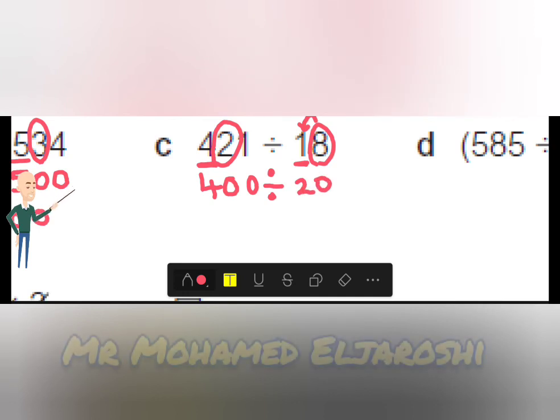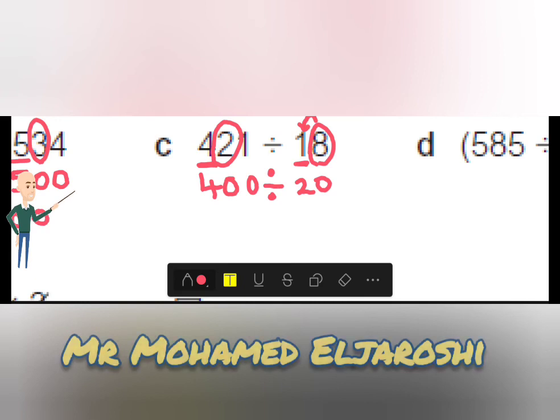And when you divide them, in division, you're going to simplify. When you simplify, you remove the 0 with the 0, and then you divide the rest. 40 divided by 2 equals 20.